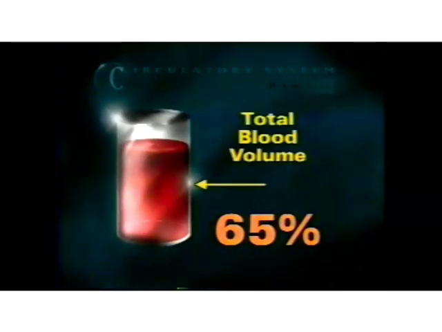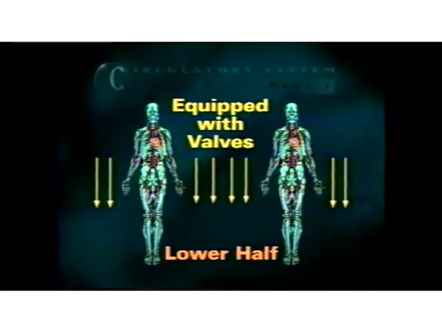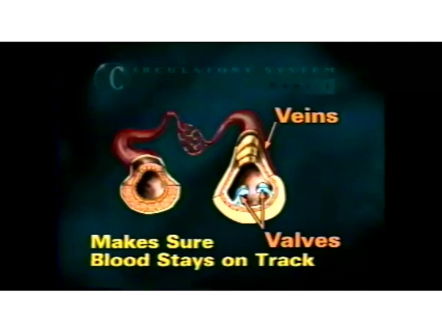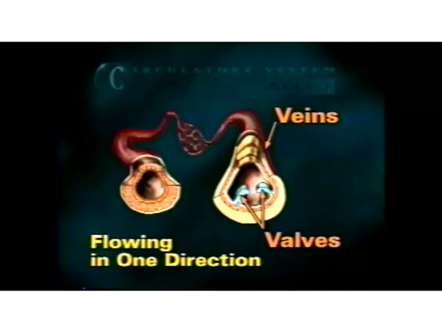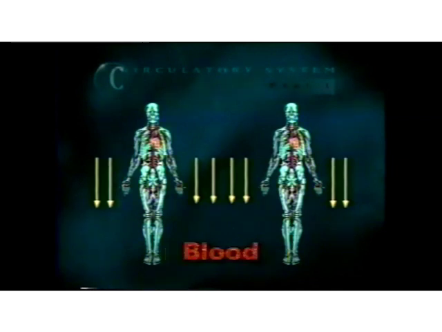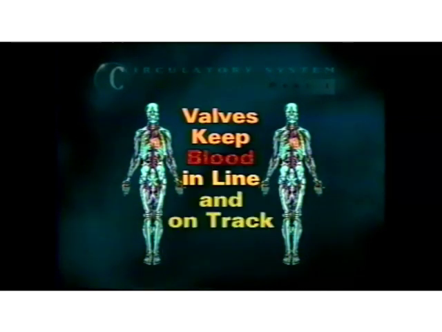65% of total blood volume is in the veins every minute of your life. Otherwise, you're dead. Veins below the diaphragm, that is, veins in the lower half of the body, are equipped with valves. These valves are similar to those found in the heart. Basically, their job is to make sure blood stays on track, happily flowing in one direction towards the heart. This is important in the veins of the lower body because the blood must flow against the force of gravity, so valves keep blood in line and on track.